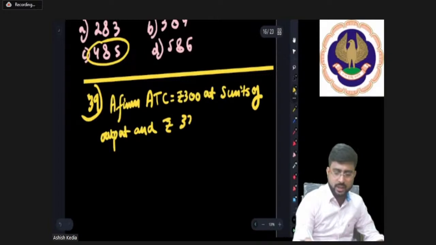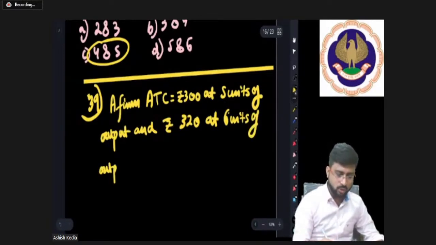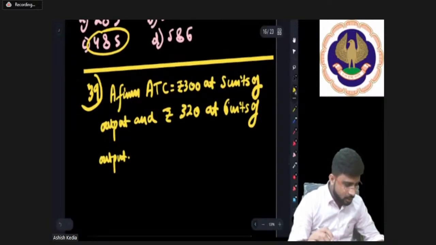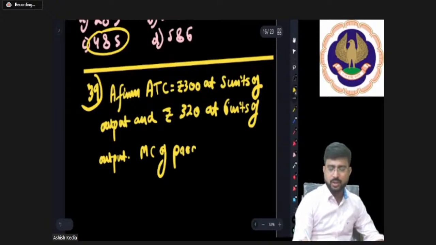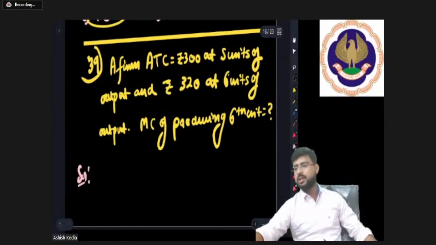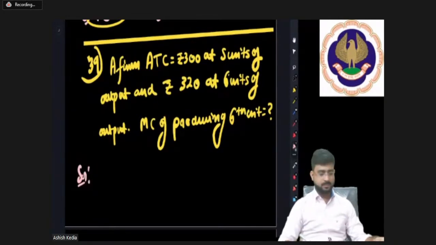And rupees 320 at 6 units of output. This is the average total cost, guys. The marginal cost of producing the 6th unit is, so the question is asking you, what is the marginal cost of producing the 6th unit? Come on, everybody. I need your answers right now. What do you think?